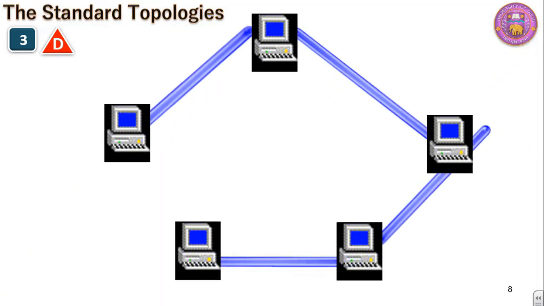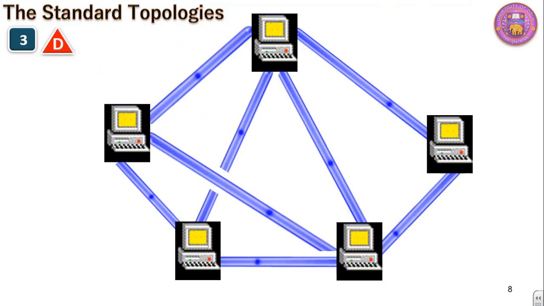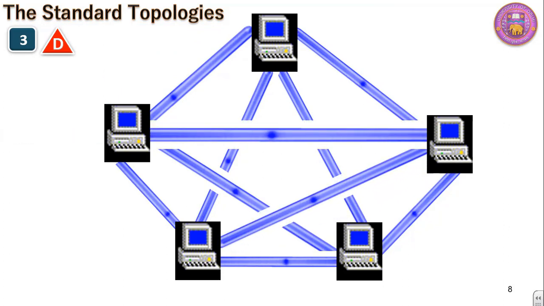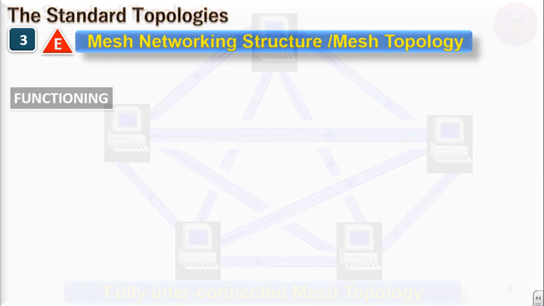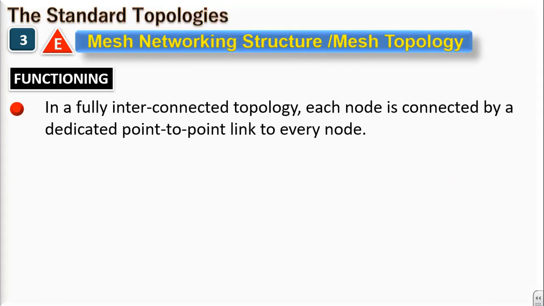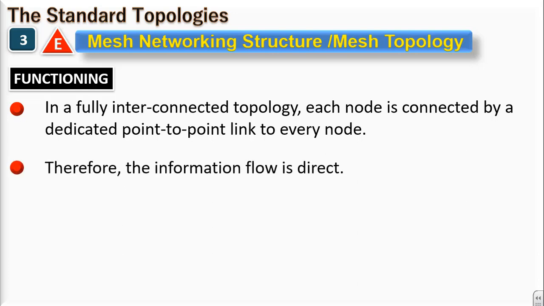In this particular case, you will see that there are a number of computers and they are connected to each and every one. So this is a case of fully connected mesh network. Fully interconnected mesh topology. In a fully interconnected topology, each node is connected by a dedicated point-to-point link to every node. Therefore, the information flow is direct. So if there are a number of computers, they all can talk to each other directly.